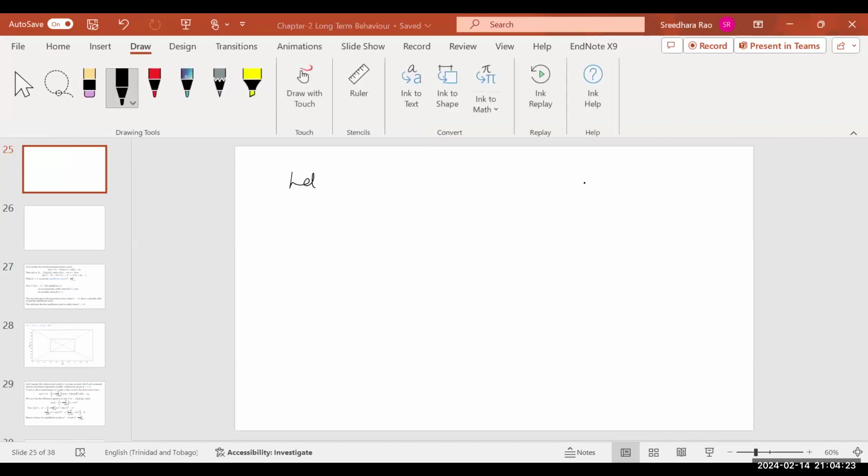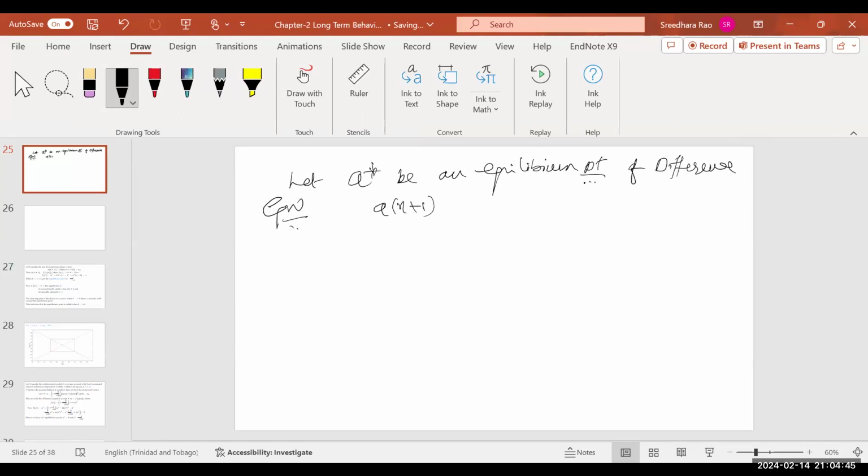Suppose a star be an equilibrium point of the equation a of n plus 1 equals f of a n, and F is continuously differentiable at a star, that is our equilibrium point.